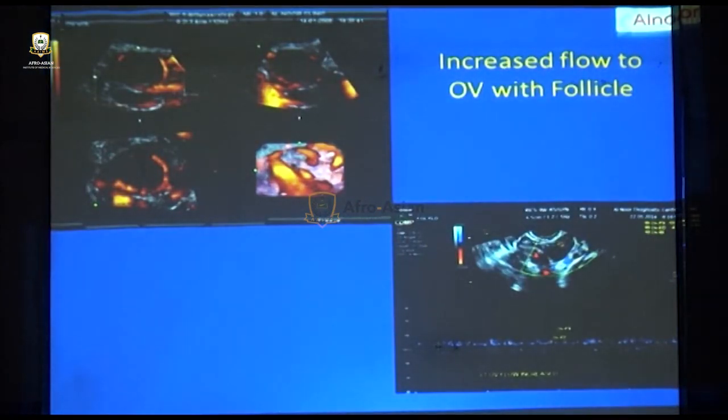And that ovary which is going to show a follicle, the nature is very kind to the human being. That side of the ovarian artery is going to have increased vascularity because it needs to grow the follicles. So you look at that ovary showing the increased blood flow. As a result, you can see the PI and the RI is going to increase. On the contrary, the ovary which is not going to show a follicle, the blood flow is going to be on the lower side.